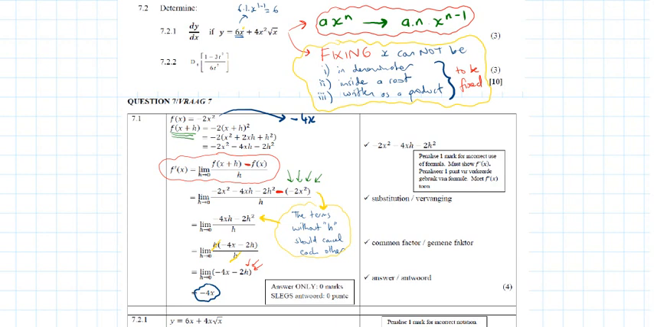X is inside the root, and x is a product. You see x squared times root x. So there are two things to be fixed here. So how do you get rid of it if something is inside a root?